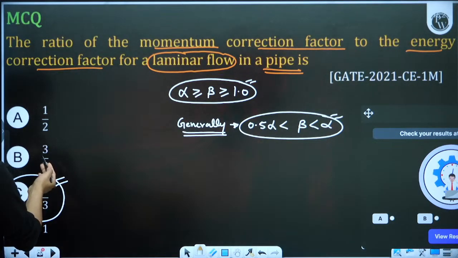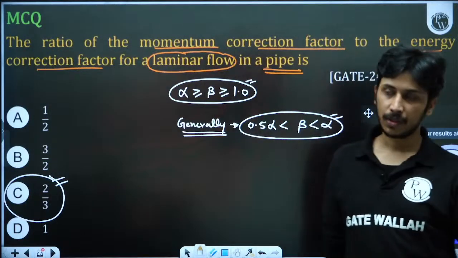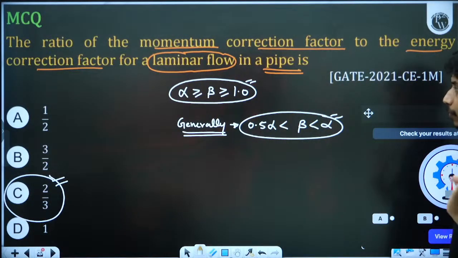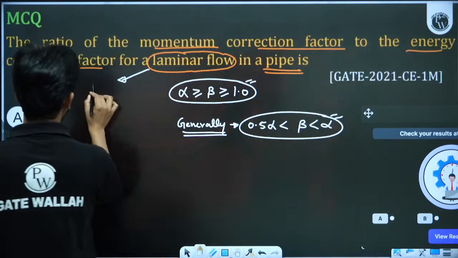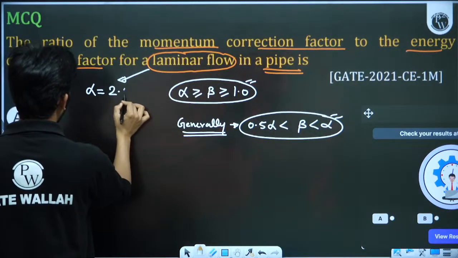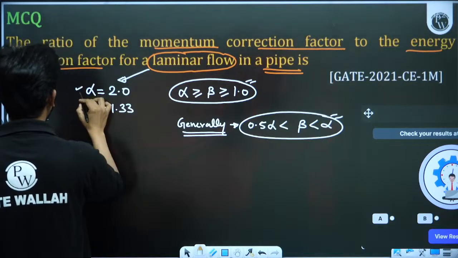Because this is 1.5, this is 0.5, this is 1. So it is generally not 1. This ratio is only 1 for the turbulent flow. For laminar flow, it is not. And for laminar flow, if you know the values, you can also give the answer. The value of alpha is 2 and the value of beta is, I think, 1.33. If I'm not wrong, it is 1.33.